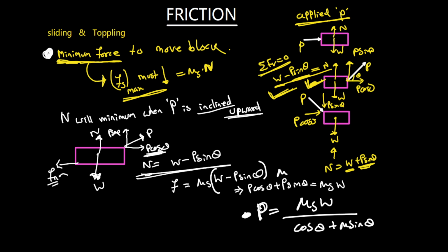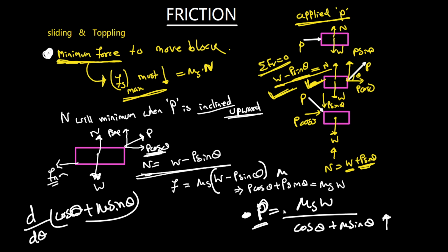How will we calculate the minimum force? For that we need to take the derivative of this force with respect to theta. Once the denominator is increased, P will be minimum. To maximize this denominator, I will take d by d theta of cos theta plus mu sin theta. Because to decrease the value of any fraction, you need to increase the denominator. We cannot change mu s into W, but we can change theta. The derivative of cos theta is minus sin theta plus, you just need to take this derivative equal to 0.